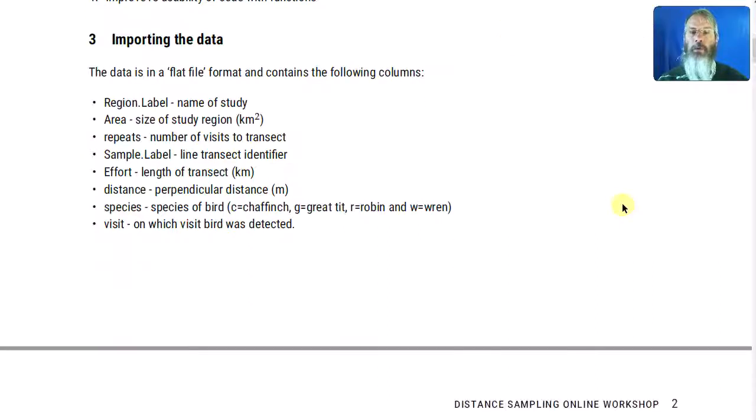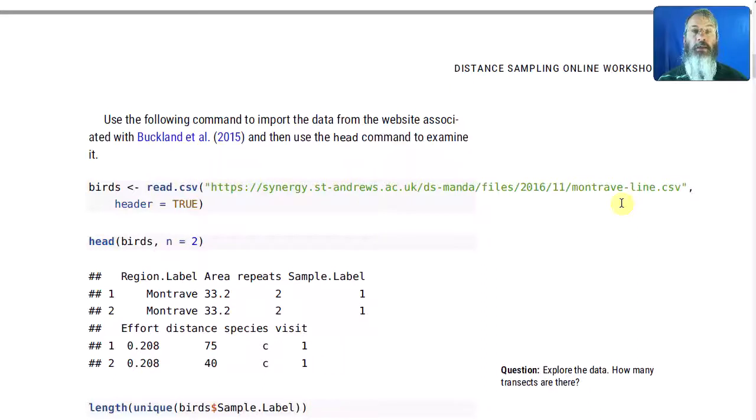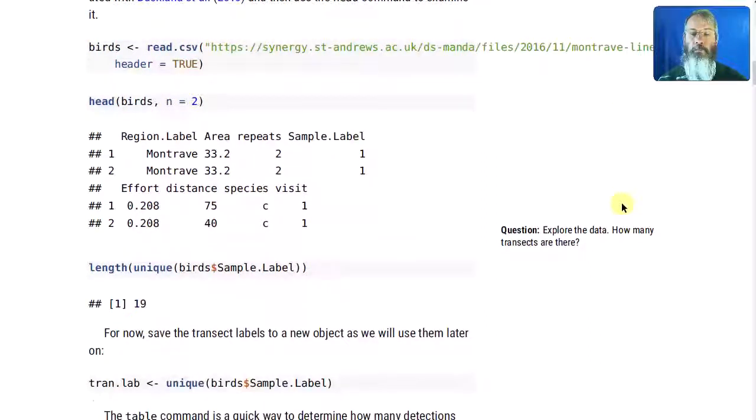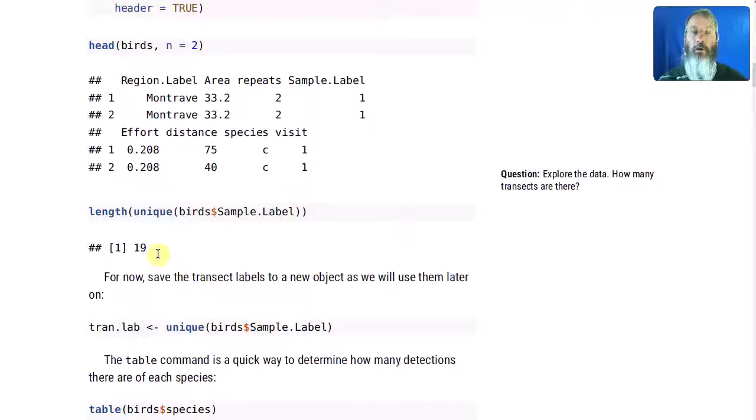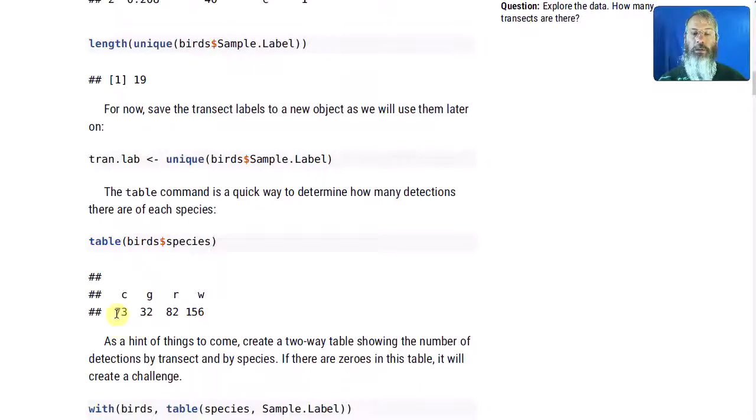I'm not going to remind you of the data themselves or how to read them in. You've seen these flat file formats before. The interesting thing here is that the study design had 19 transects in that Montrave study area. It's a multi-species survey. You'll see that there were as many as 156 detections of wrens and differing numbers of detections for the other three species.